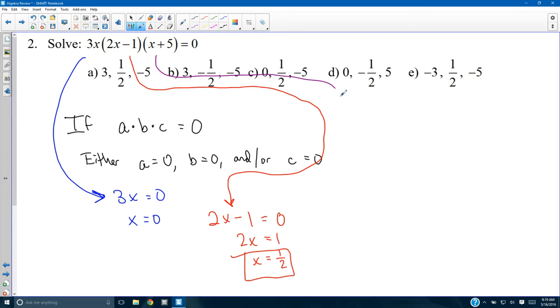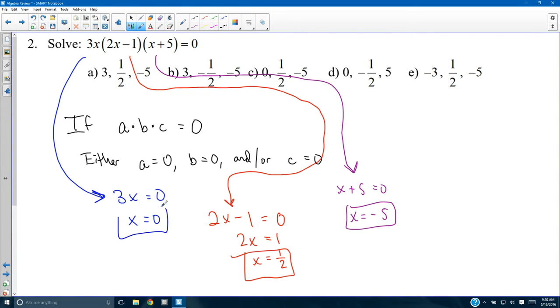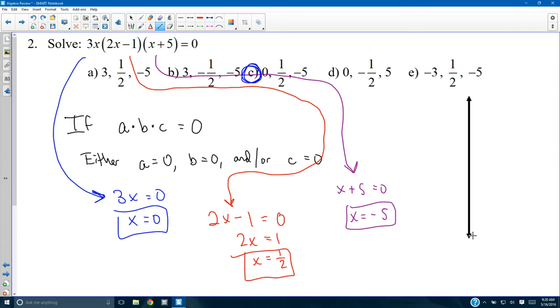The third one, if x plus 5 equaled 0, x would equal -5. Those are your 3 solutions to this thing, and you have to find out which one matches here in terms of this: 1/2, 0, -5. I think it's this one here, C. Okay. If you want to know what the graph truly looks like, and I won't have a perfect form of it, but it would look something like this.